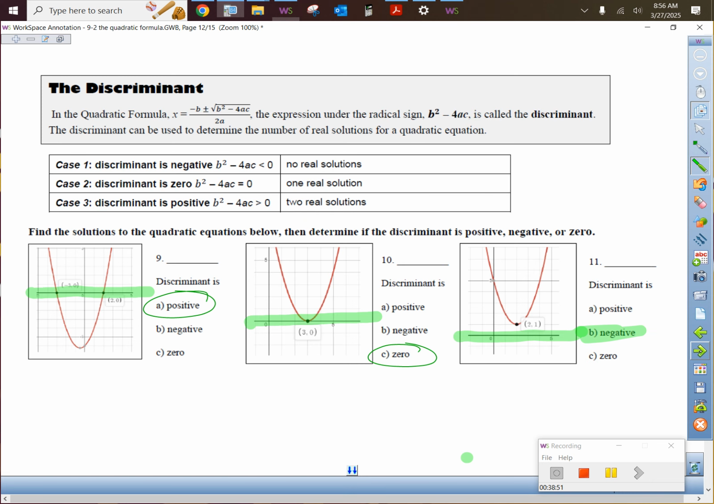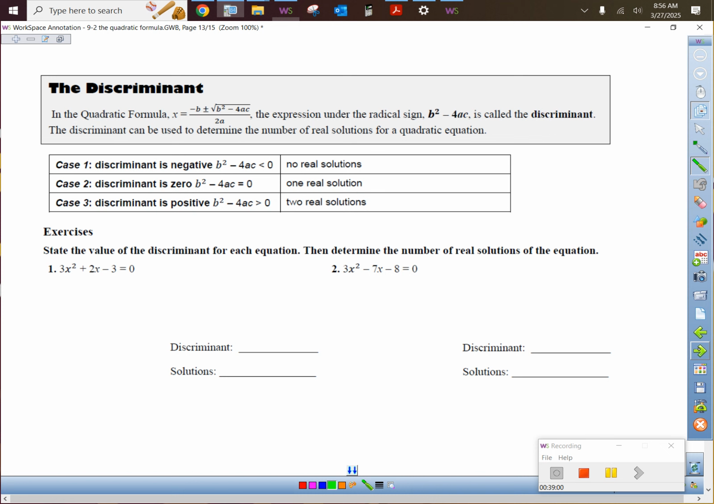You told me, isn't the discriminant the formula underneath the radical? Isn't it just the b squared minus 4ac part right here? So here's what we're going to do. Is this guy ready to run? Yes or no? Let's find A, B, and C. A is 3, B is 2, and C is -3.